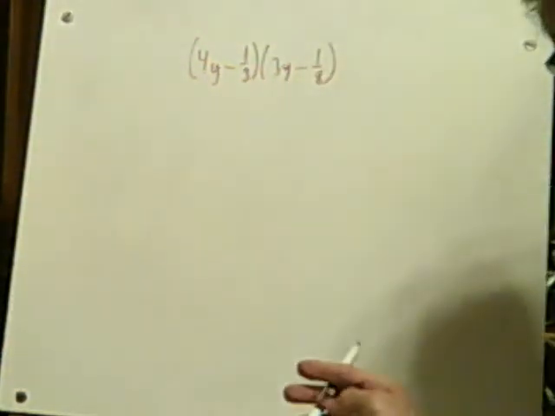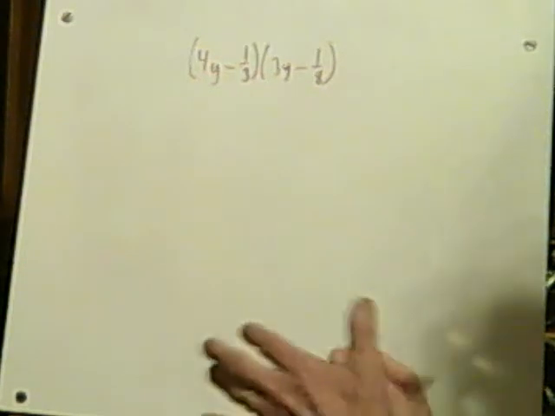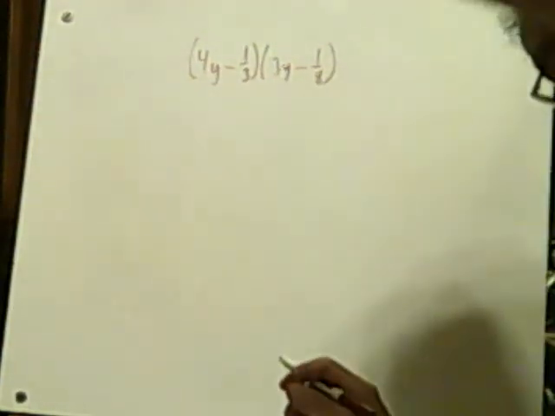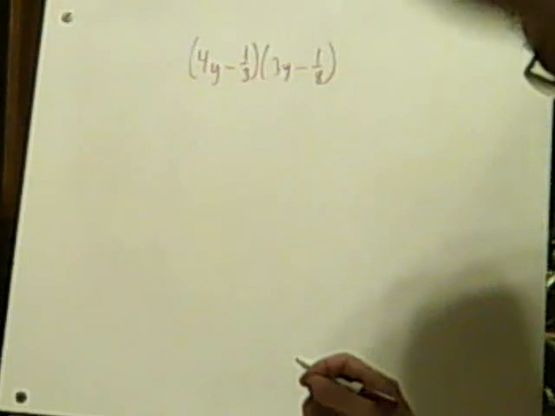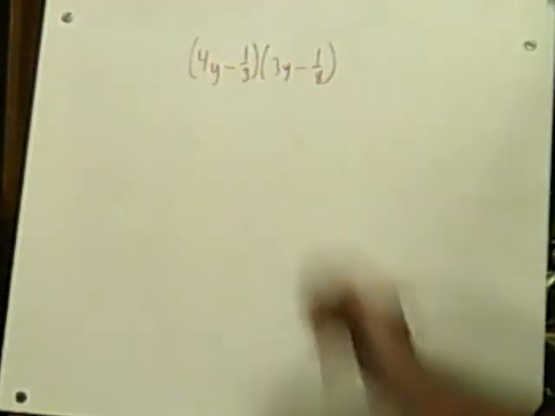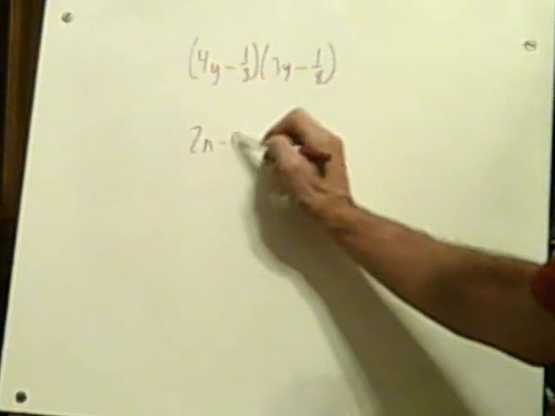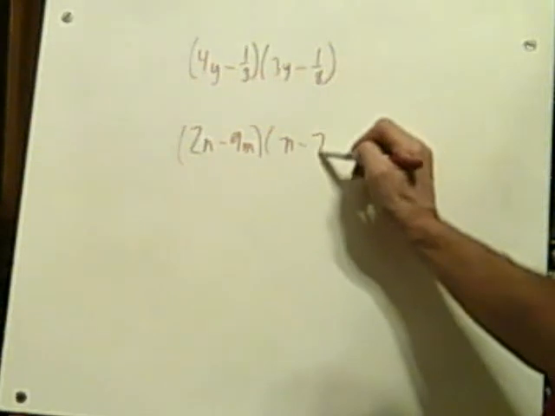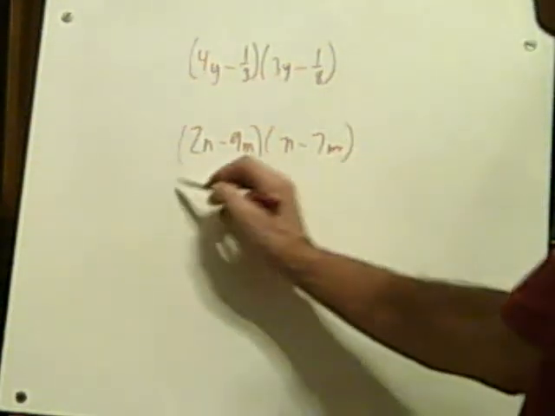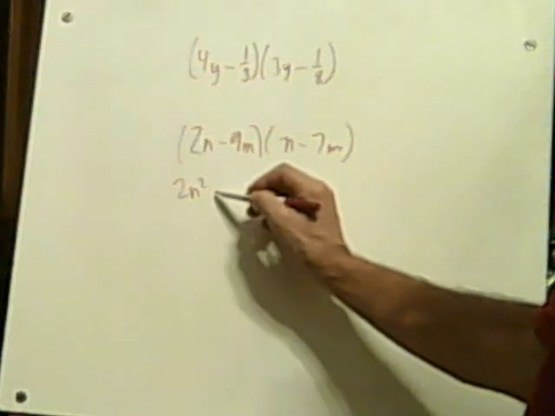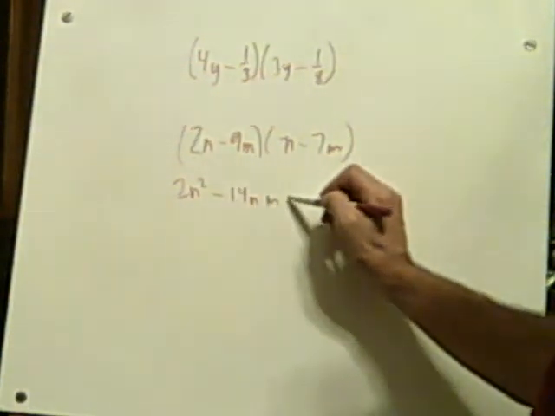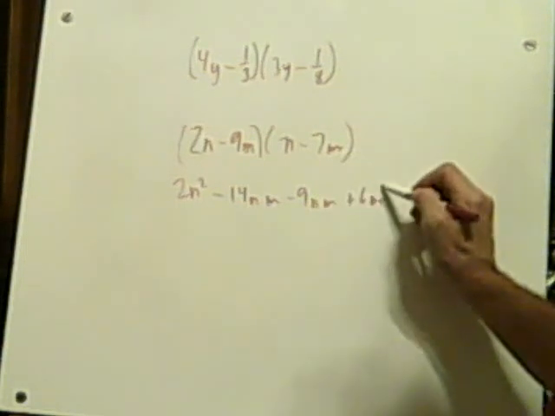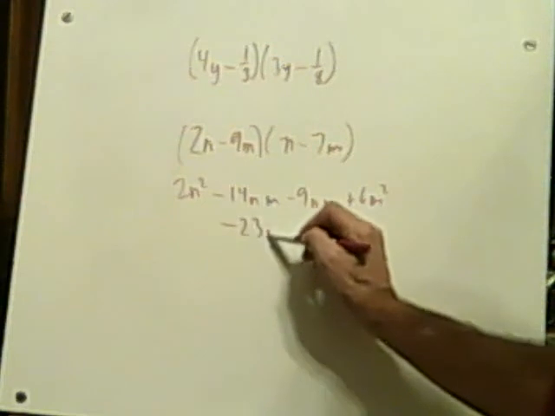Okay? Now, oh, I'm sorry, in the previous one, there would have been some simplification. Did I do the simplification? Maybe I didn't. I can't remember. That would have been a mistake. They should always be simplified. So let me just do that one, just because I think I didn't simplify it. 2n minus 9m times n minus 7m: 2n squared minus 14nm minus 9nm plus 63m squared. And what I didn't simplify, this would have been minus 23nm.